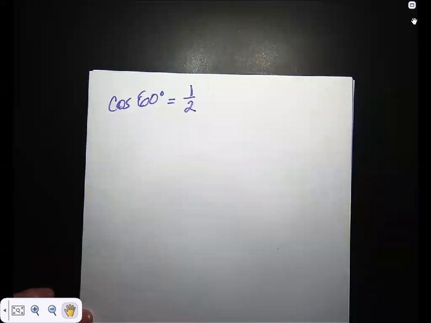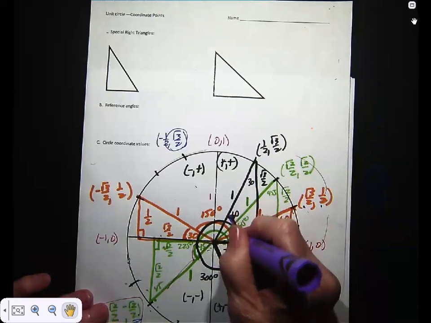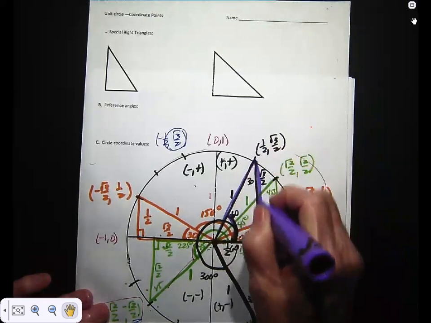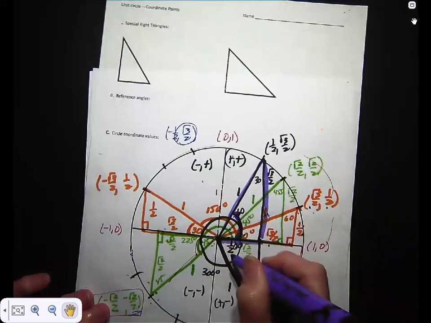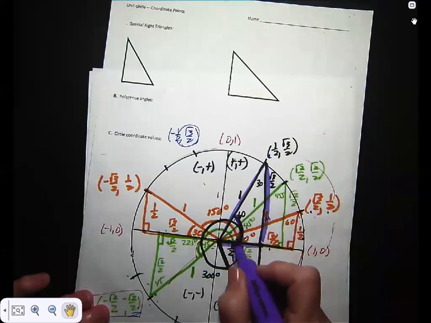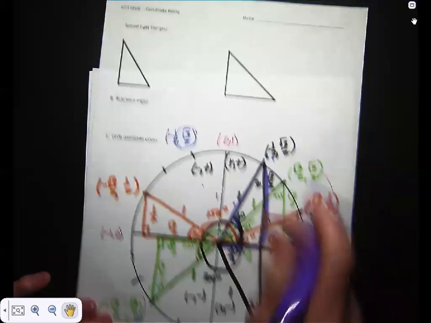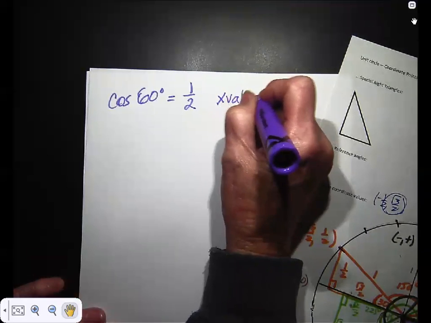Now let's think about what we did yesterday when we were working through the problem. Here is my 60-degree angle. So this would make the triangle that would go with 60 degrees. And if we use cosine is adjacent over hypotenuse, that would be adjacent 1/2 divided by 1, which gives me 1/2, which becomes the x value of my coordinate.